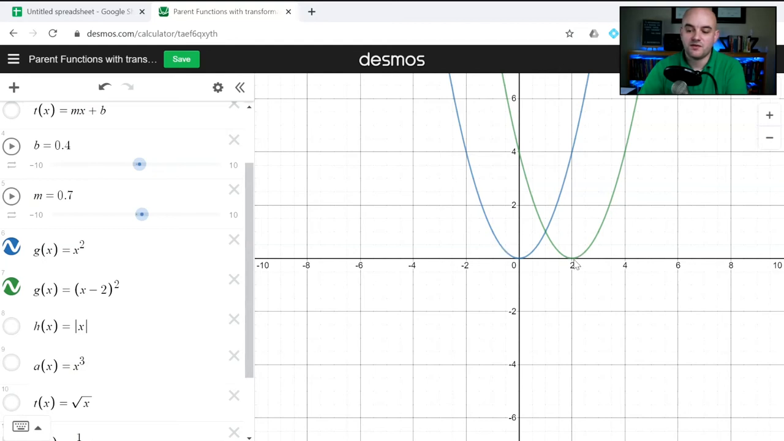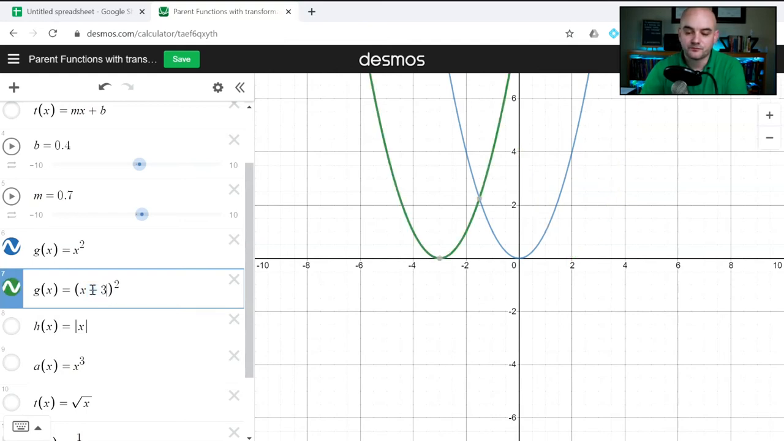Notice it shifted which way? It shifted to the right 2. So putting that minus 2 right here shifted it to the right 2. What if we made it a plus 3? What do you think would happen there? Let's try it out. Plus 3. Well, that shifted it to the left 3. So notice that it shifts it, to me, the opposite way I would originally think it would. So this goes the opposite direction, left or right. So plus 3 means it goes to the left 3. Minus 3 would mean it goes to the right 3.